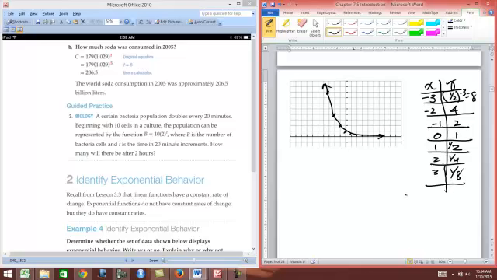Okay, guided practice. Biology: a certain bacteria population doubles every 20 minutes. Doubles every 20 minutes.